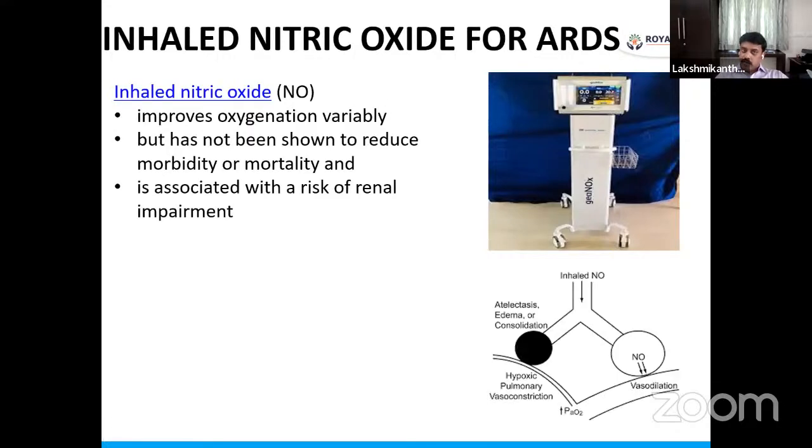Inhaled nitric oxide was tried, but this time we may say no to nitric oxide. There is definitely no benefit.